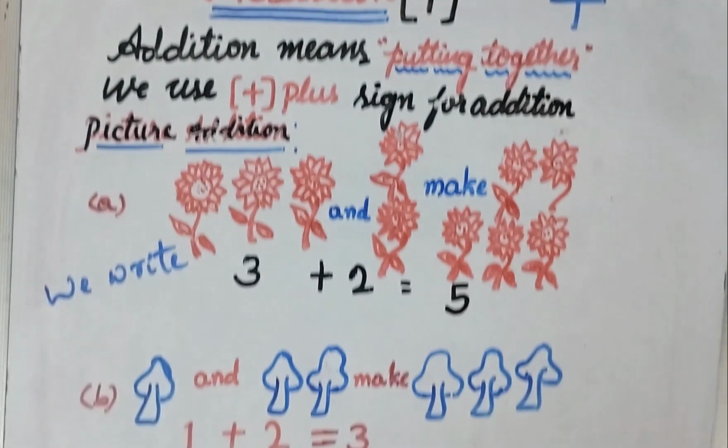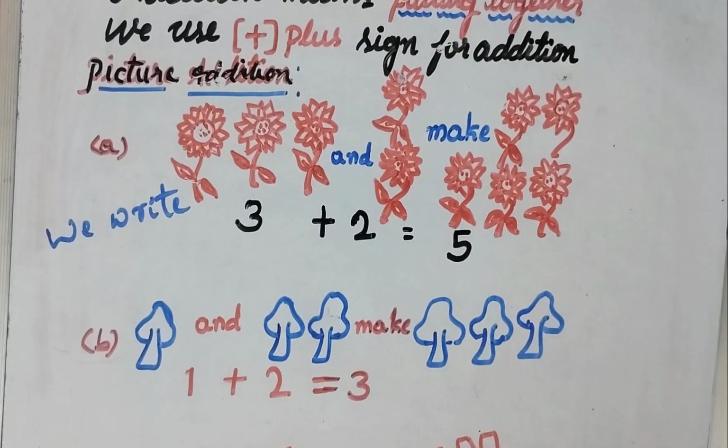Okay. So next, here I wrote mushrooms. How many mushrooms are there here? 1. And again I wrote here how many mushrooms? 2. So it makes how much? 3. 1, 2, 3. You are right. 1 plus 2, that is equal to 3. Okay, very good.